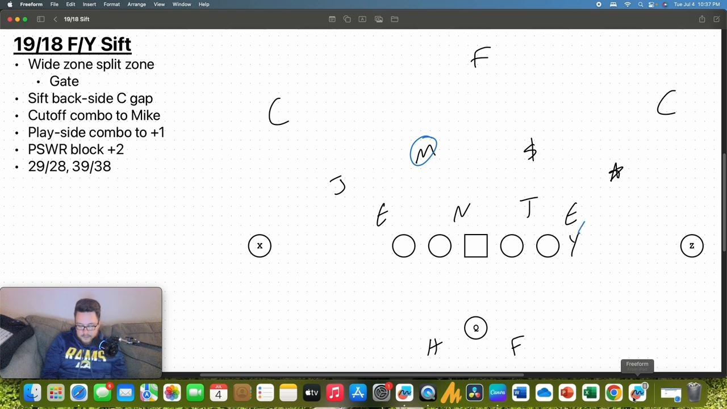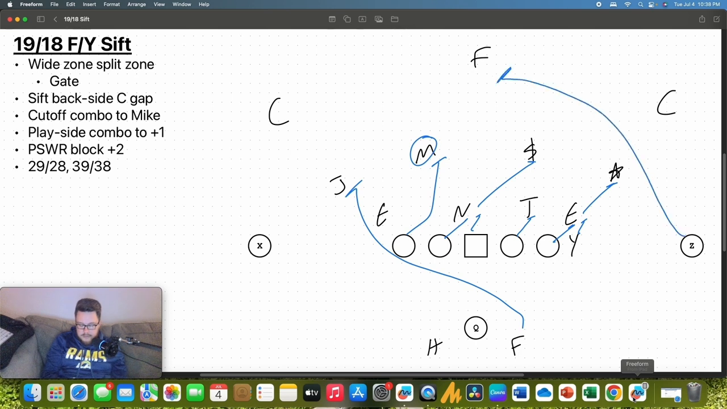It would fit up just like this. We'd have a triple to the plus two. Guard has the three. A combo to the plus one. Backside tackle has the mic. Fullback would be looping around for the jack. Z receiver has the free safety. X has the corner.